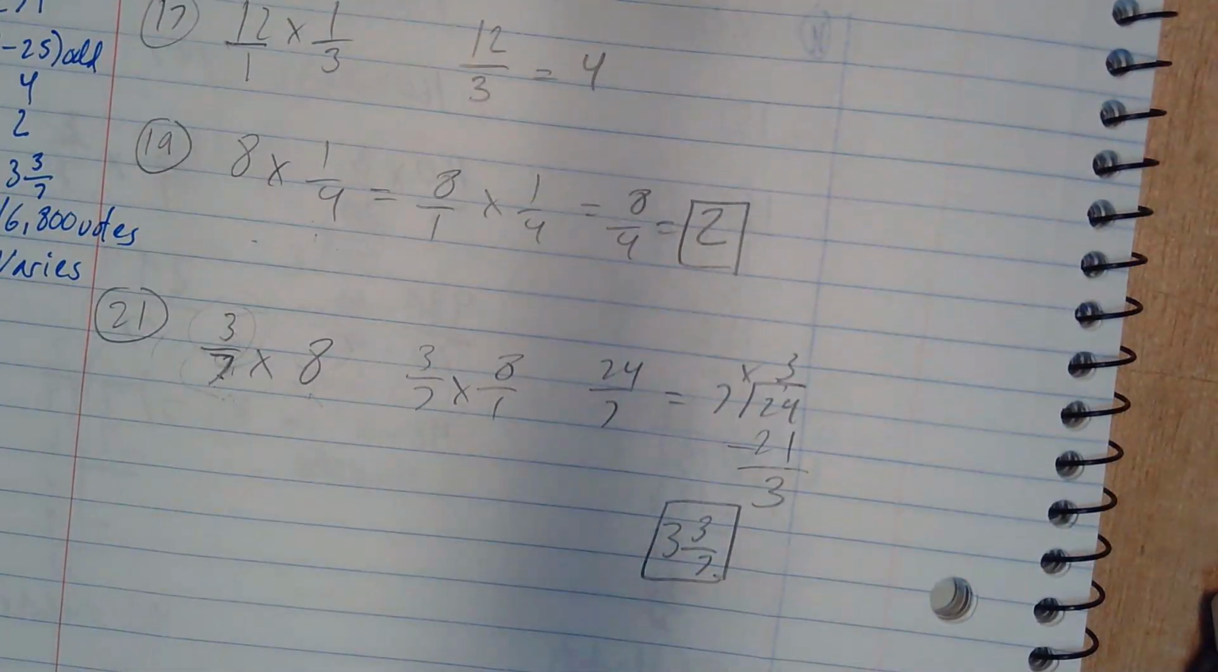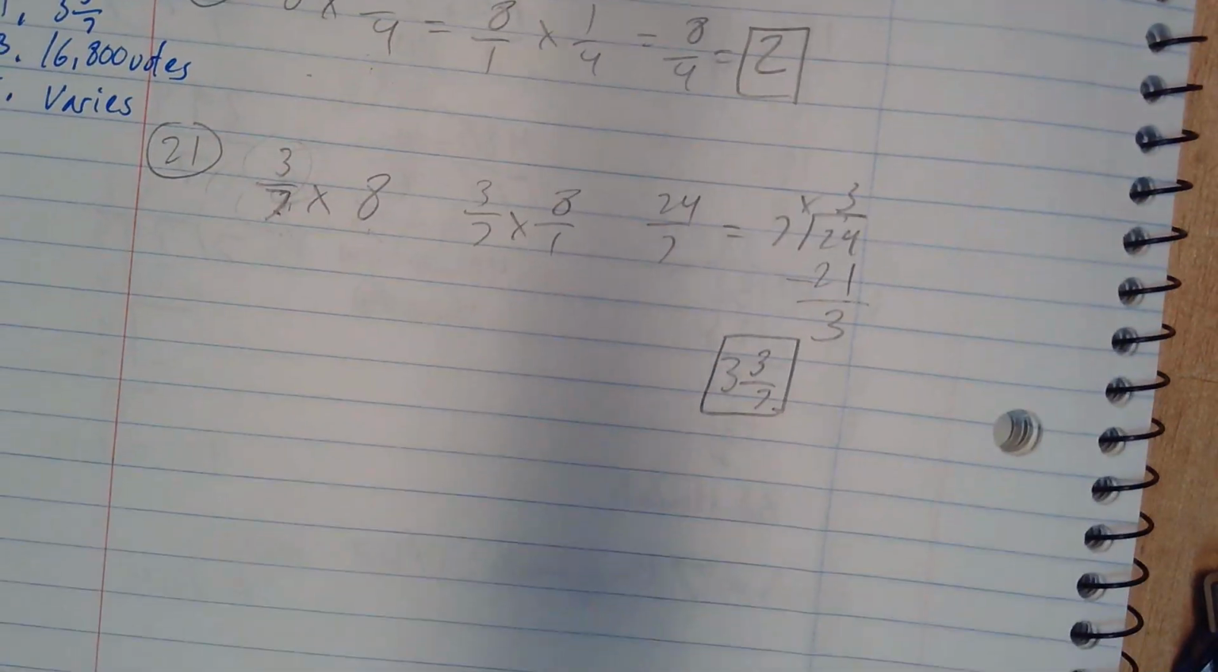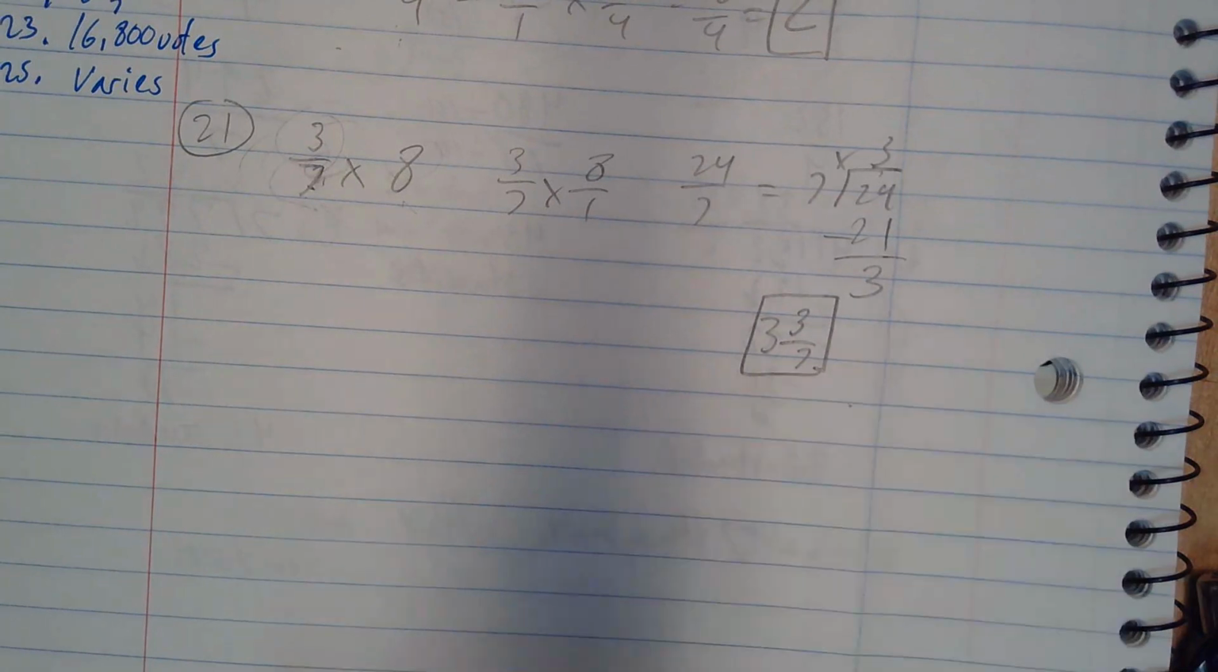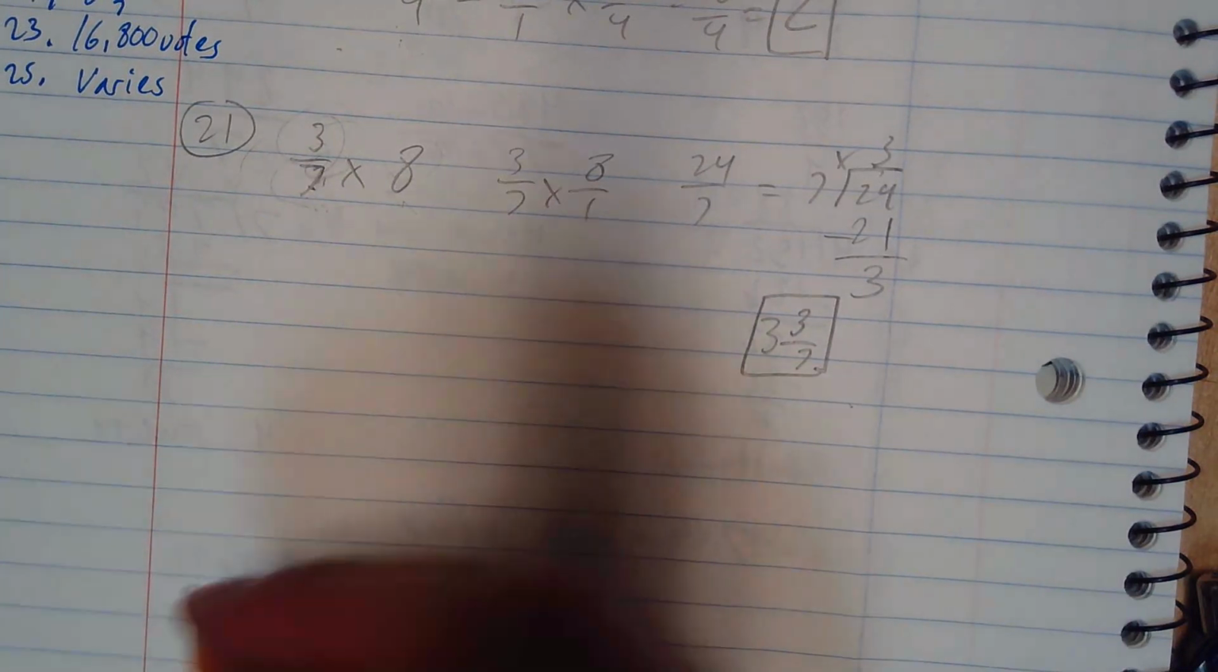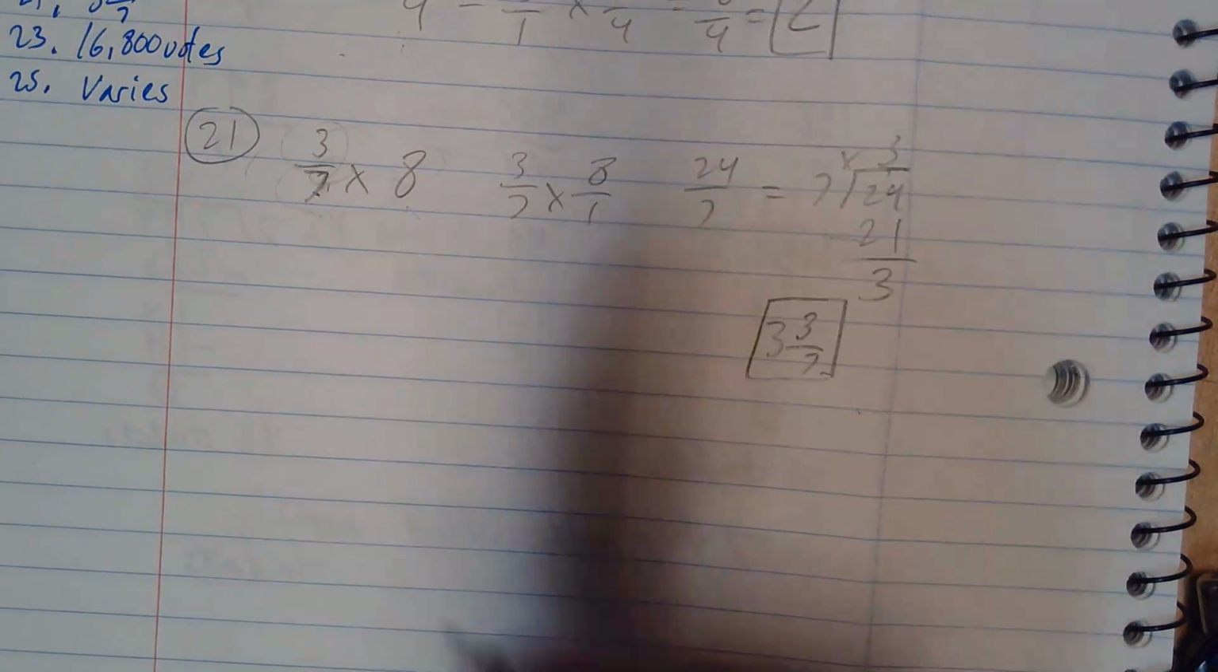Now, these are not word problems, so it's okay if you just leave it as a number. But when you get to the word problems, you have to write a word to finish it. What are we talking about? What does that number refer to? All right, 23.